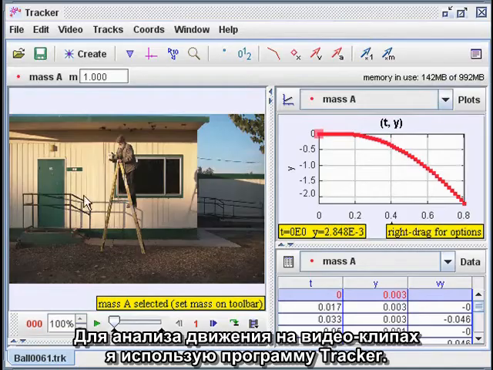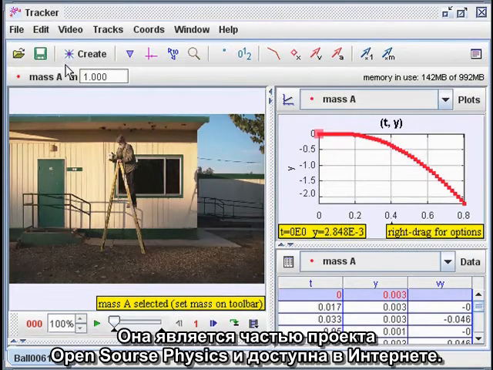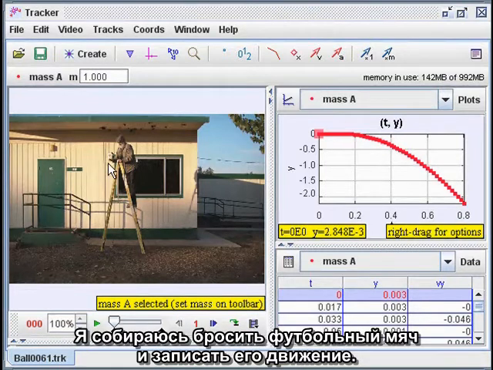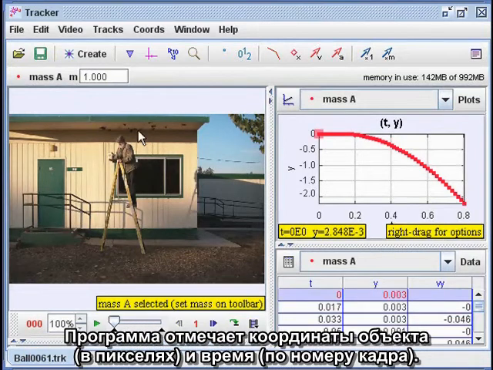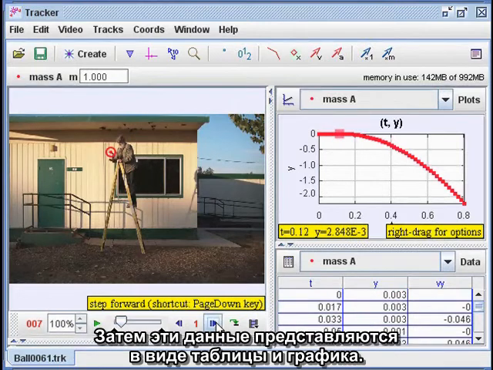One tool I use for studying motion on video clips is a program called Tracker. It's part of the Open Source Physics project, and it's freely available on the internet. What I'm going to do here is drop a soccer ball and record its motion. To do that, I have to add marks on each frame. The program collects the positions from the pixel locations and the times from the frame numbers. It displays the data in a table and a graph.